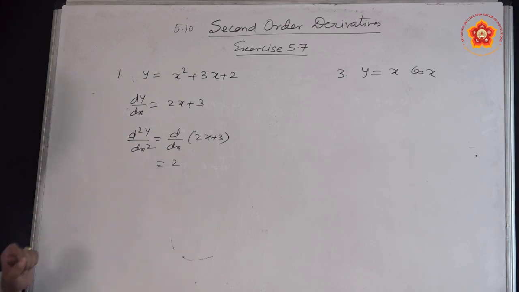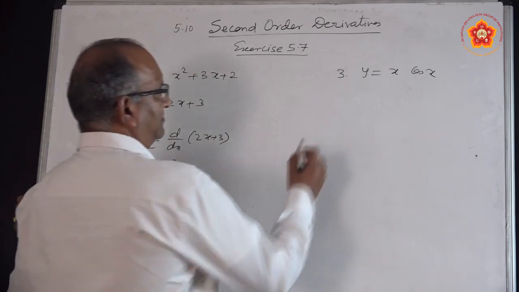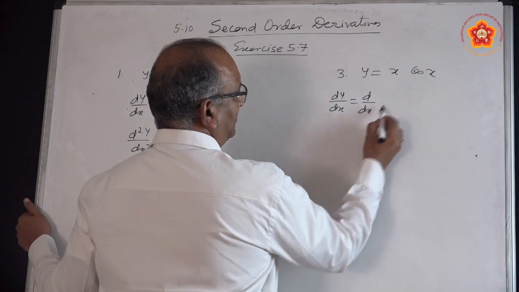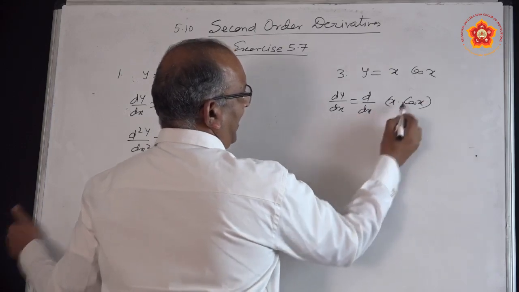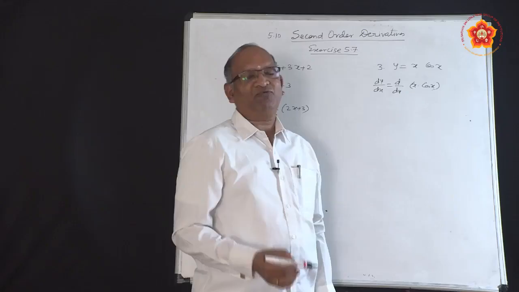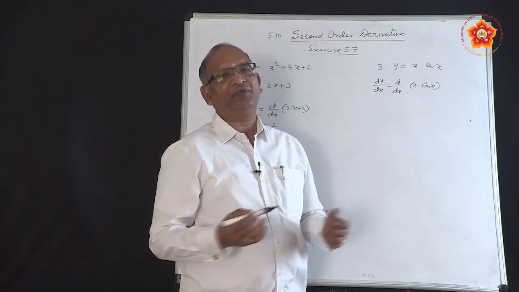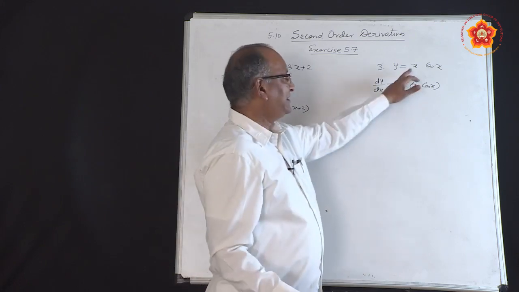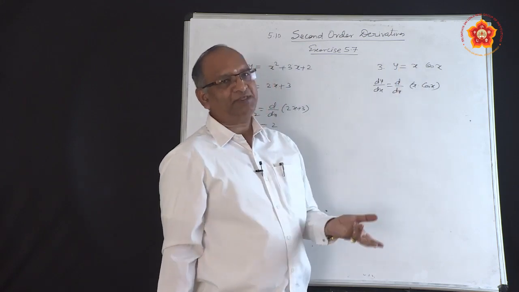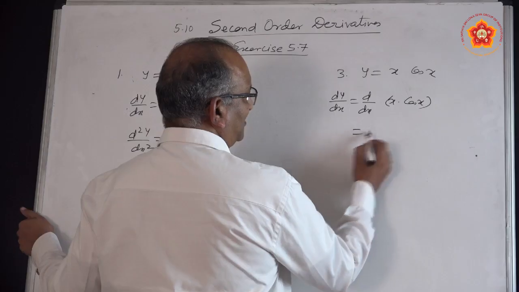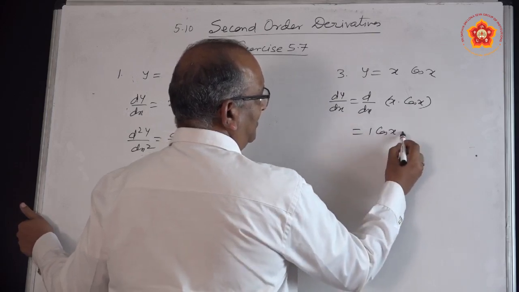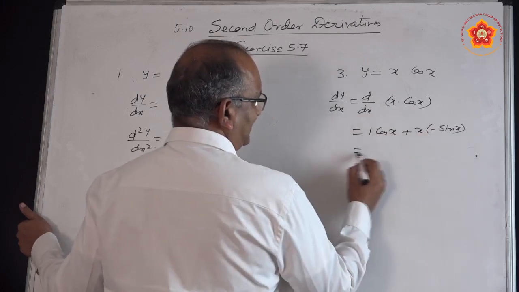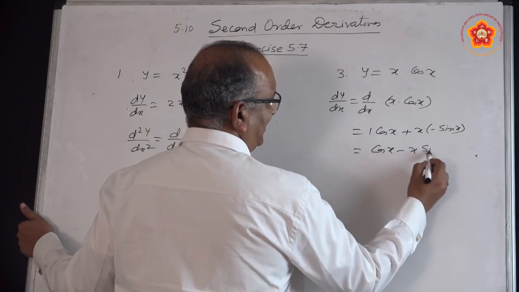Take a little more complicated one, go to the third problem. First find the first derivative dy by dx equal to d/dx of x into cos x. Apply the product formula. What is the product formula? Derivative of u into v is equal to u dash v plus u v dash. Here u is x and v is cos x. So, use the formula. Derivative of u, the first function, is 1 into the second function plus the first function into the derivative of the second, which is minus sin x. So, the answer is cos x minus x sin x.